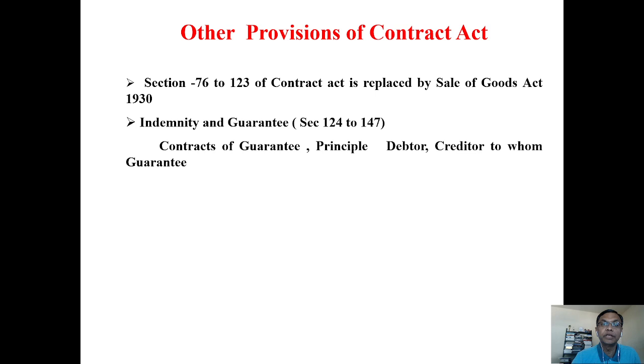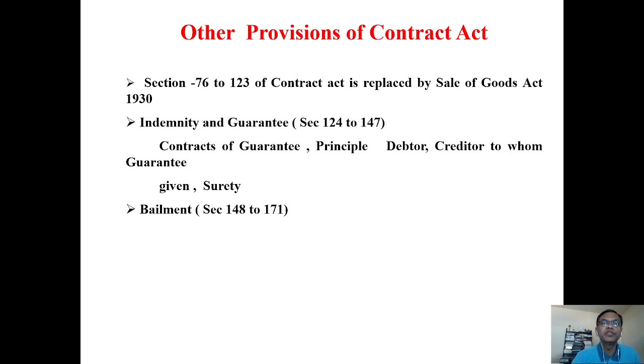Now we have seen the important provisions, Sections 1 to 75. Please go through a good book for detailed understanding, because in this 45 minute to 1 hour lecture, one can only cover the overview. We will see what other provisions of the Contract Act, Sections 1 to 238, say. Sections 76 to 123 are replaced by the Sale of Goods Act 1930.